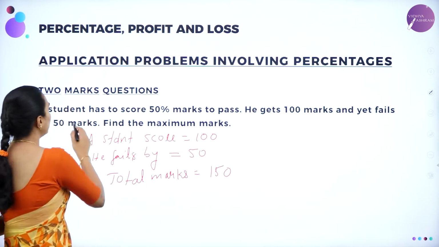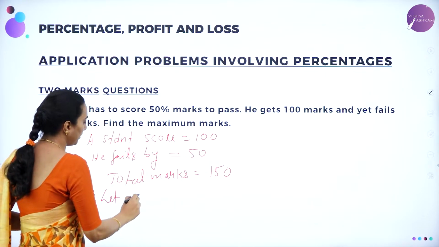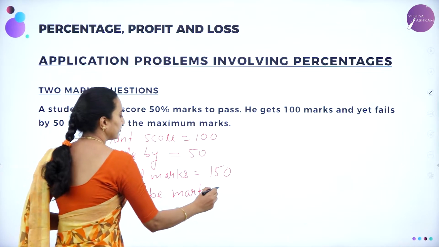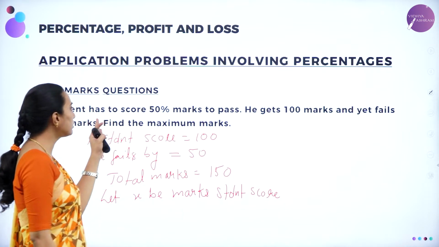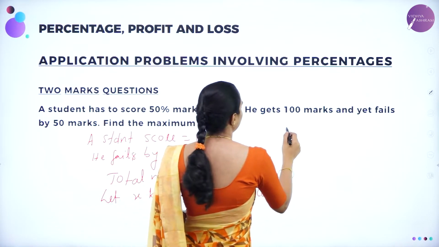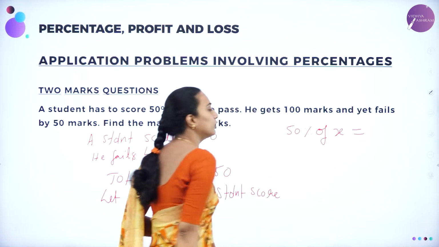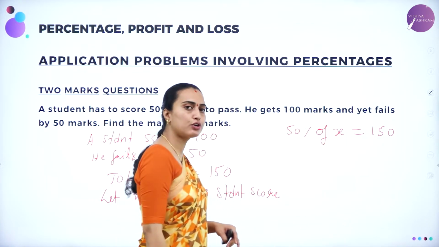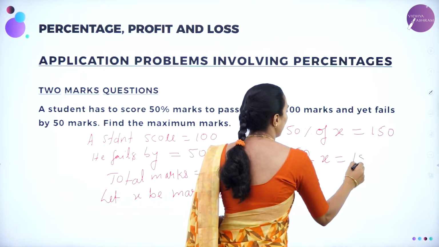Isn't it? Now, a student has to score 50% of the marks. Let x be the marks. A student has to score 50% of the marks, so you have 50 percentage of x is equal to the total marks. The total marks will be 150. So what is 50 percentage of x? It is nothing but 50 divided by 100 into x is equal to 150.